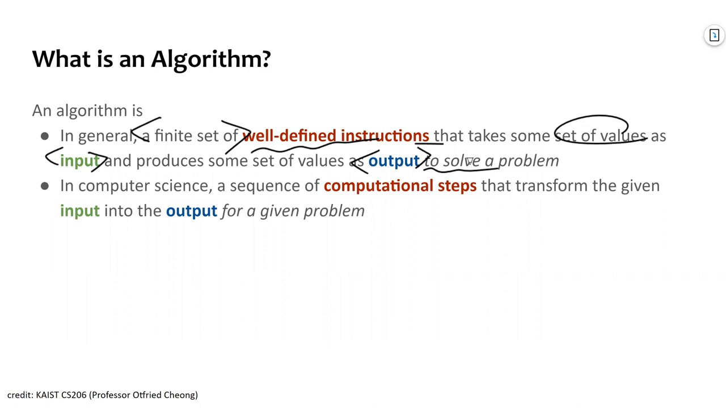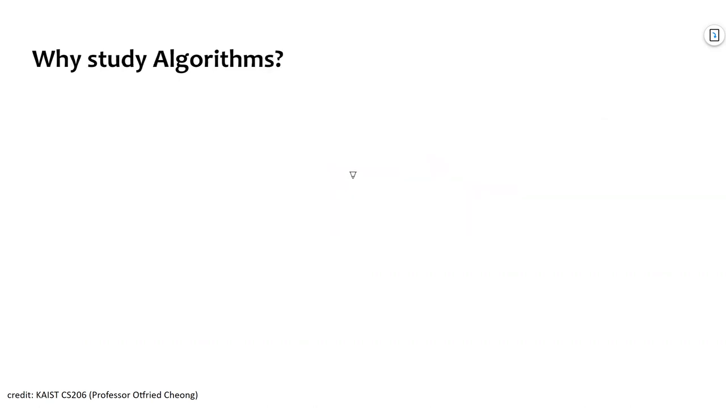And in computer science, and what we are doing is computer science, right? A sequence of computational steps that transform the given input into the output for a given problem is what an algorithm is about, all right? So here, a well-defined instruction is here, computational steps, because we are dealing with computers. And why do we care about algorithms? Why do we study algorithms?